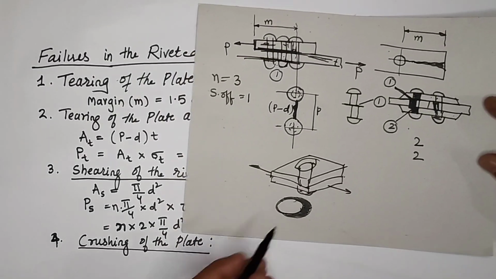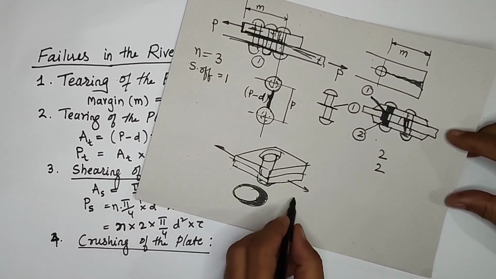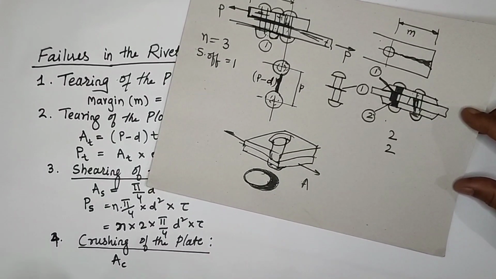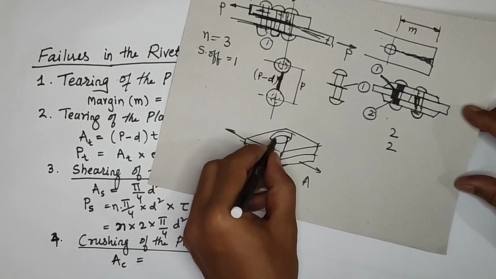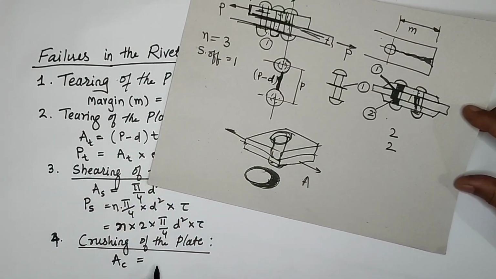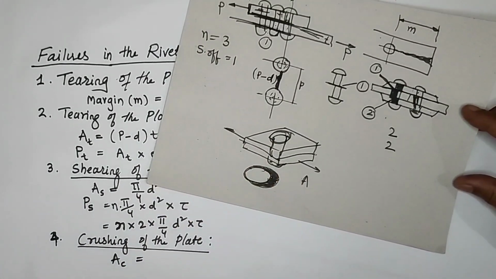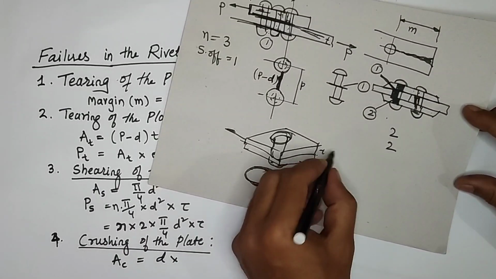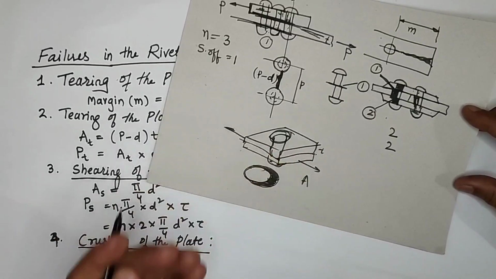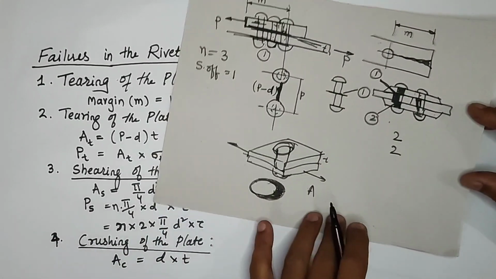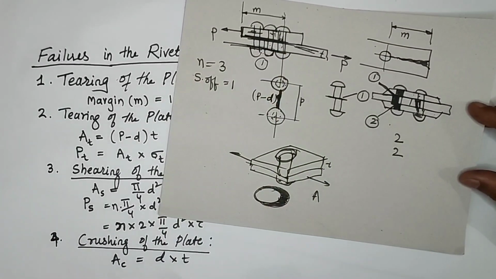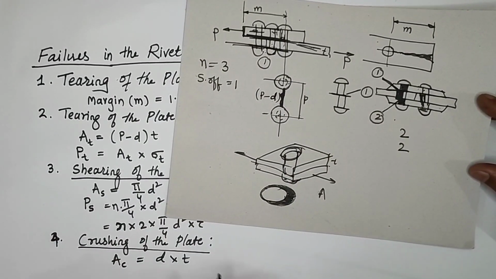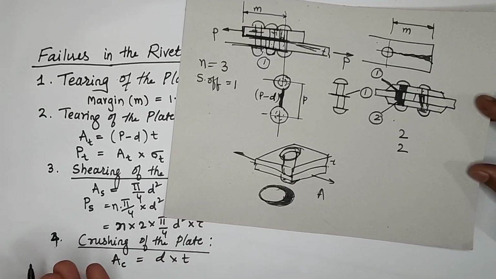Okay, so for that, what will be the area? The area will be generally A suffix C, where C indicates crushing area, and D is the diameter of the rivet or diameter of the hole, both are the same. So the diameter of the rivet into the thickness of the plate becomes the area. And how many rivets are we using? Again here, same as I told you in the shearing, how many rivets are arranged, it may be 1, it may be 2, it may be 3.